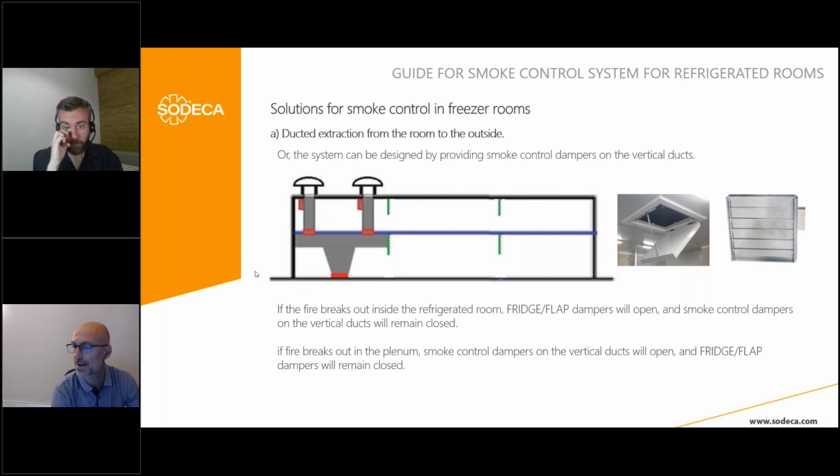If the fire breaks out inside the refrigerated room, a fridge flap, that is this damper installed here on the roof of the camera, will open, and the smoke control damper on the vertical duct will remain closed. If the fire is here, we open these fridge flaps, but these smoke dampers here remain closed. But if the fire breaks out in the plenum, some smoke control dampers on the vertical ducts will open, and the fridge flap dampers will remain closed. If the fire is here, we open these smoke dampers, but these fridge flaps here remain closed.